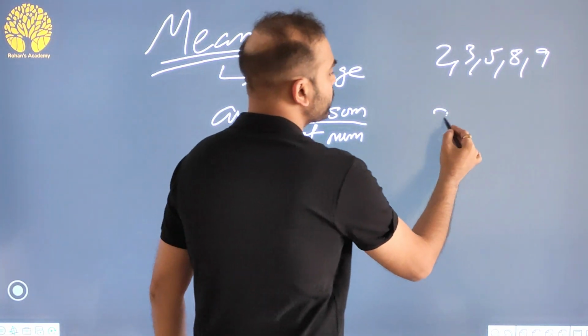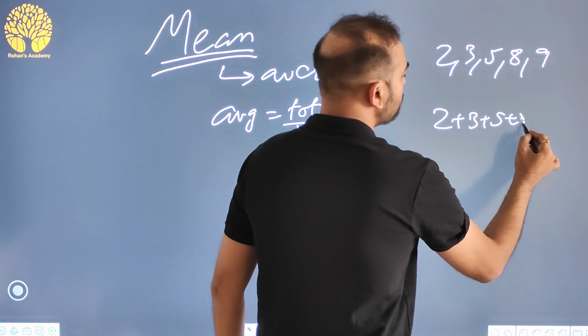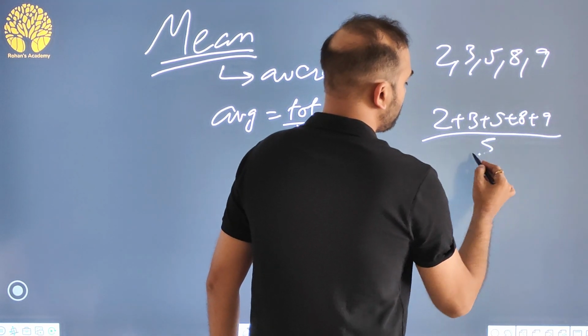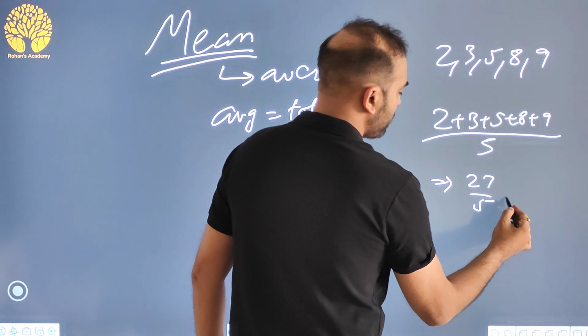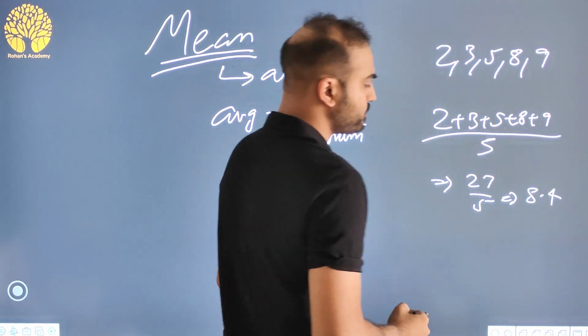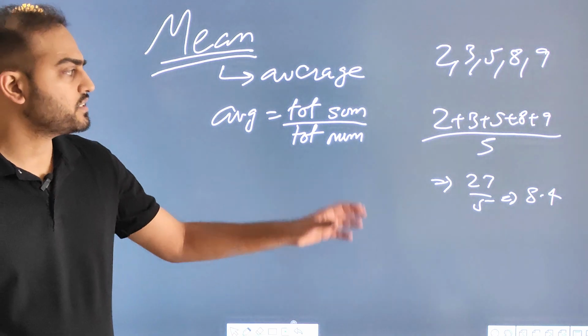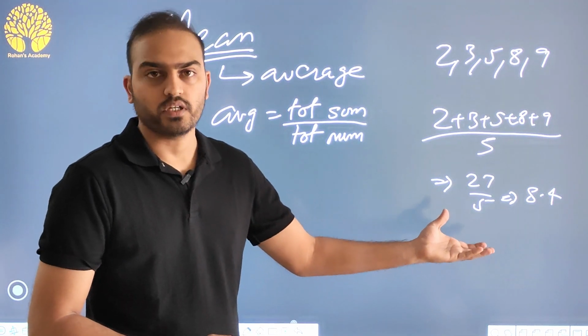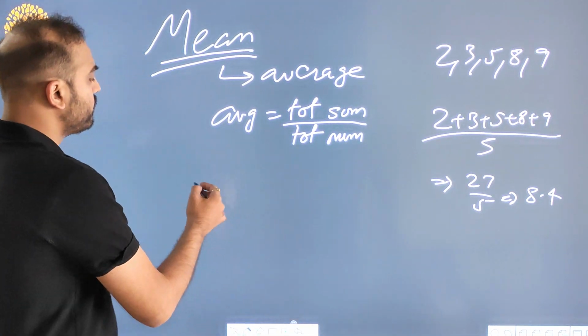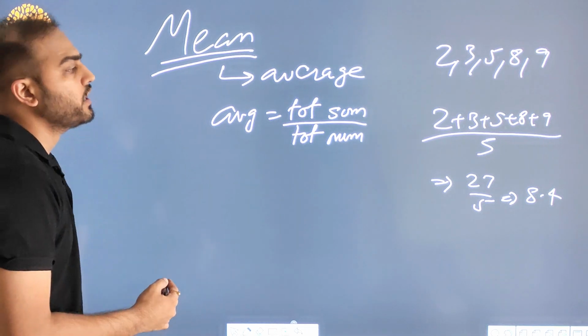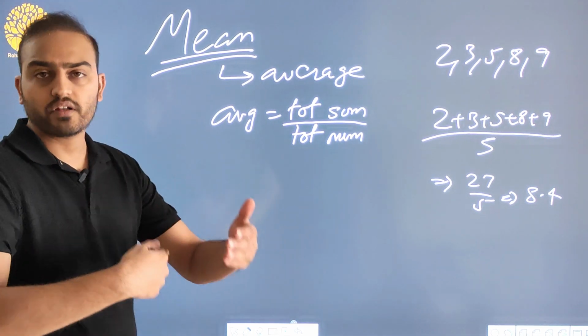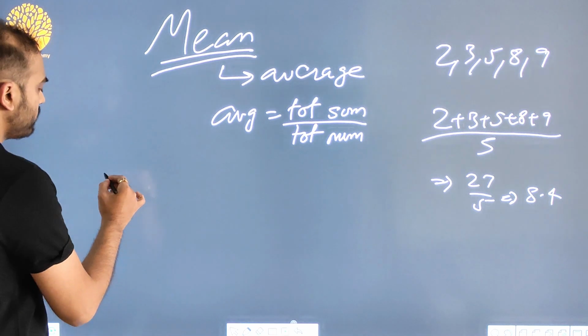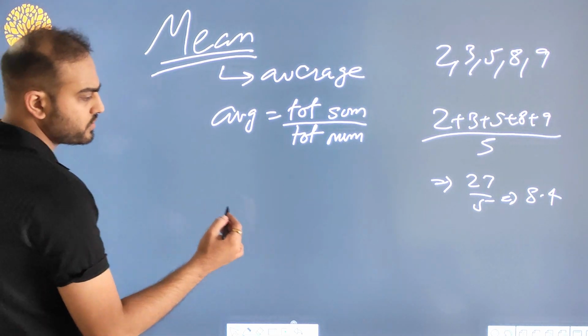So all you do is add these values and divide by 5. That's 27 by 5, which is 5.4. So we simply add all the values and divide by the total number. Another way to solve for mean, which depends on a different data set, is the concept of weighted average.